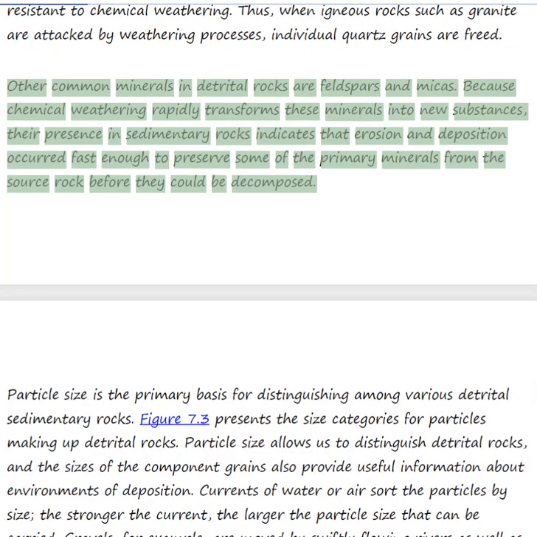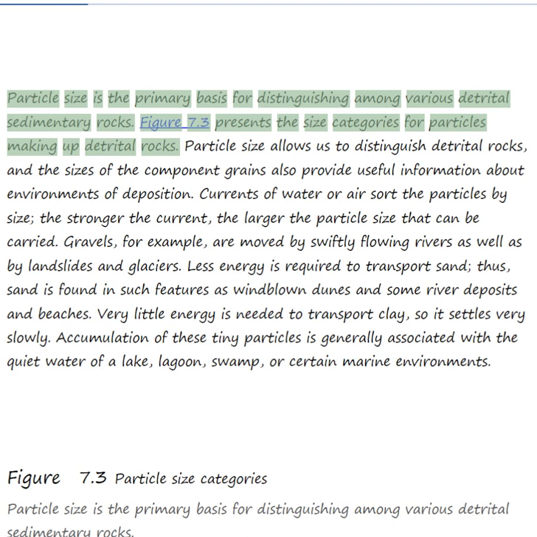Other common minerals in detrital rocks are feldspars and micas. Because chemical weathering rapidly transforms these minerals into new substances, their presence in sedimentary rocks indicates that erosion and deposition occurred fast enough to preserve some of the primary minerals from the source rock before they could be decomposed. Particle size is the primary basis for distinguishing among various detrital sedimentary rocks. Figure 7.3 presents the size categories for particles making up detrital rocks.